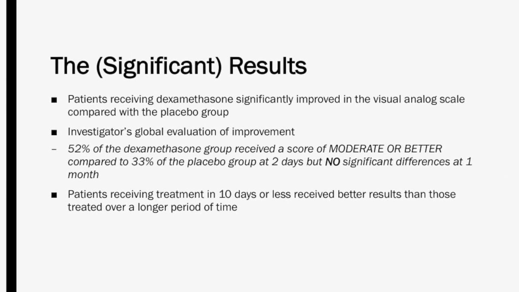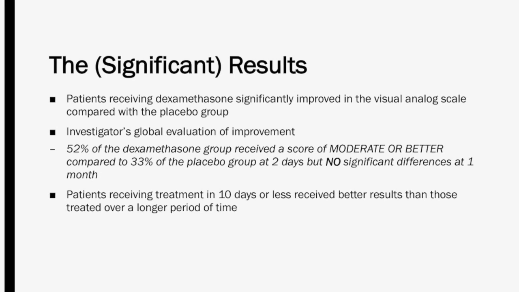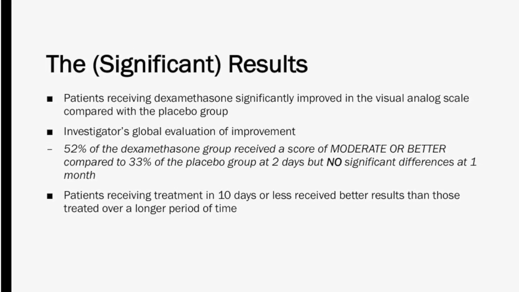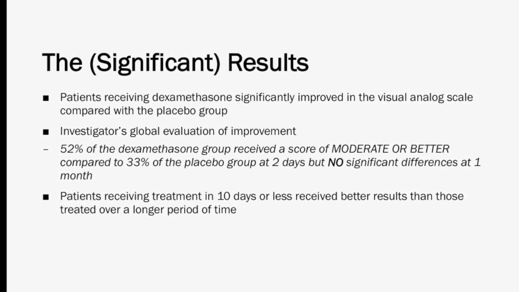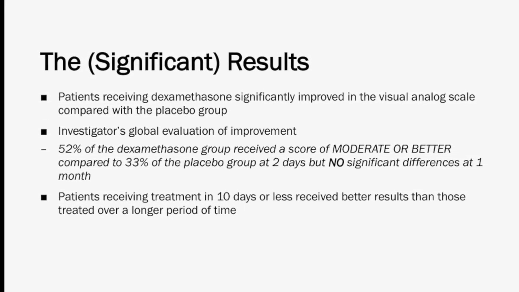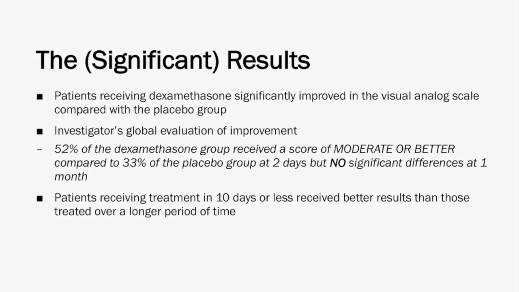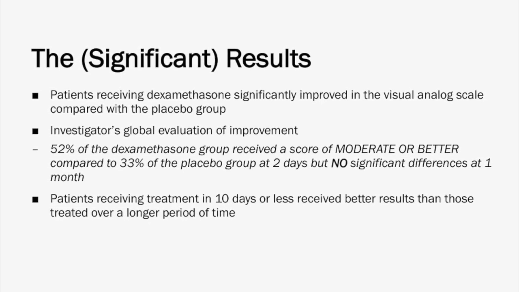The results after 2 days showed that the patients who received the dexamethasone medication significantly improved in the visual analog scale compared to the placebo group. Also, half of the people in the dexamethasone group received a score of moderate or better in the investigator's global evaluation of improvement compared to only a third of the placebo group. However, there were no significant differences seen at 1 month.